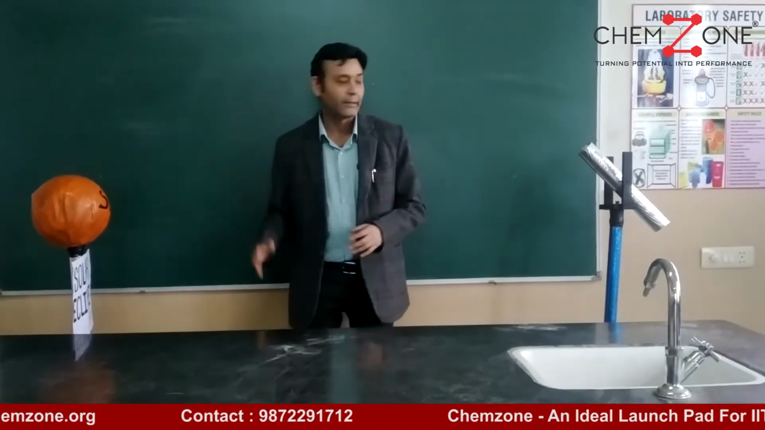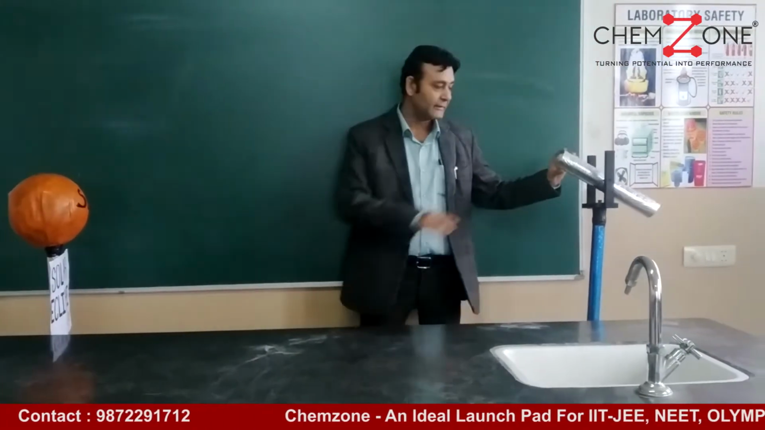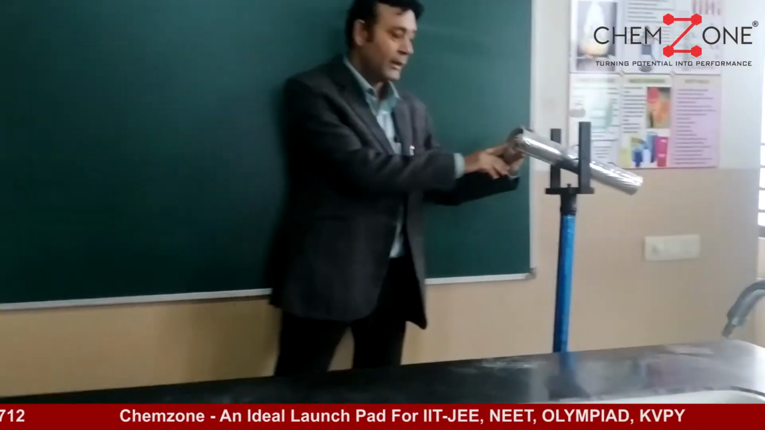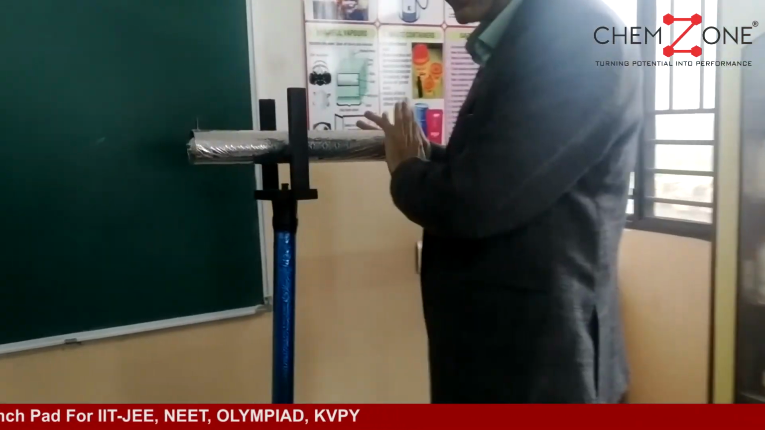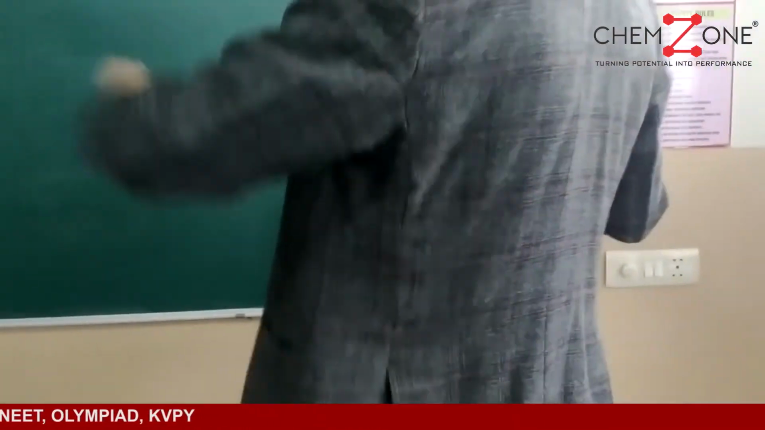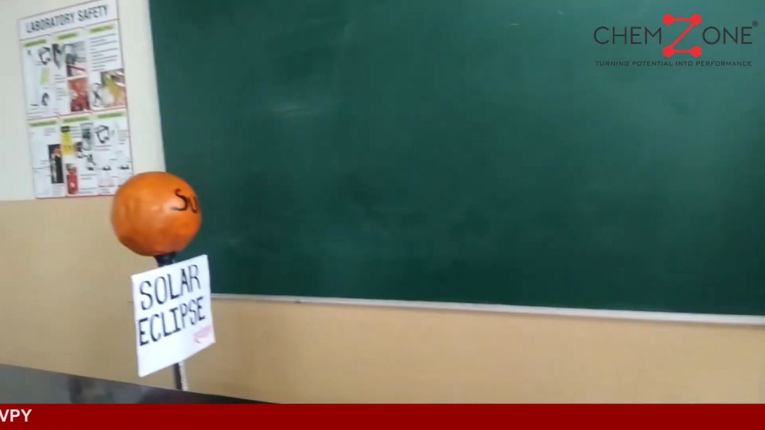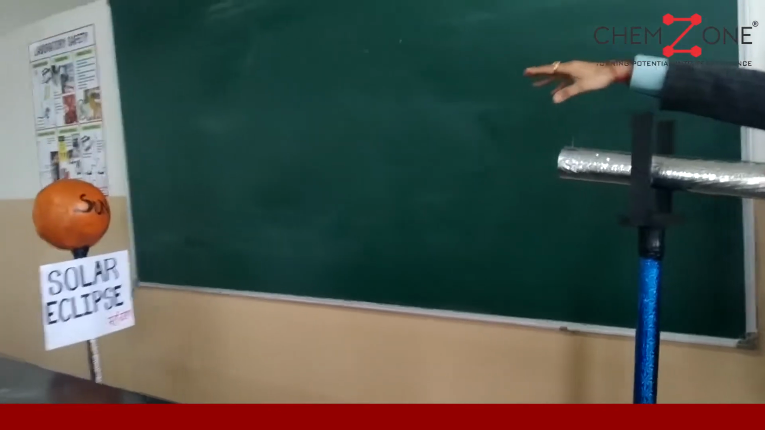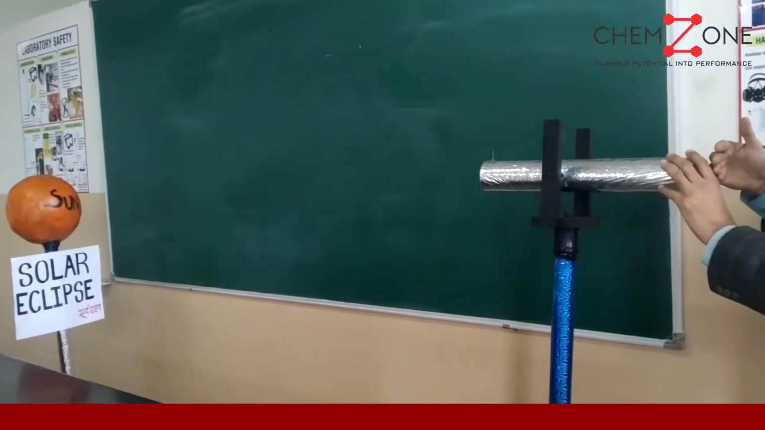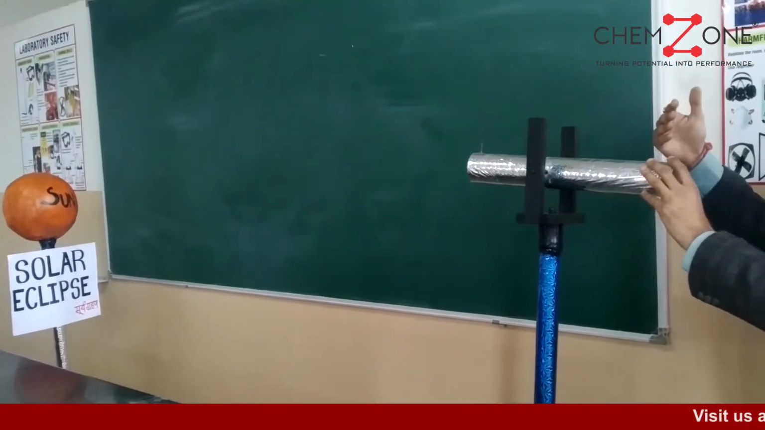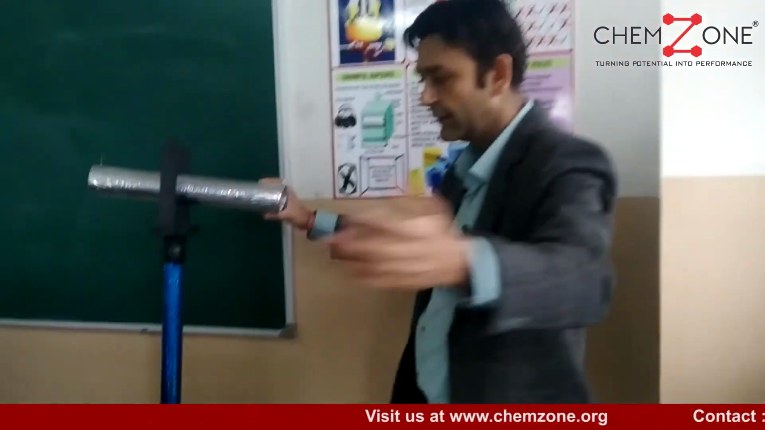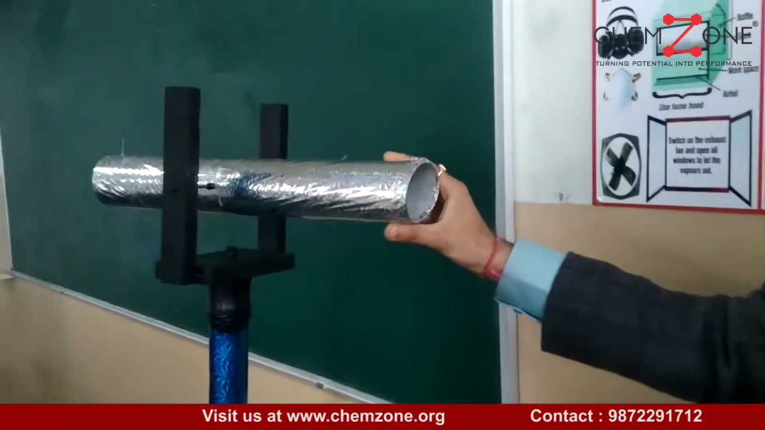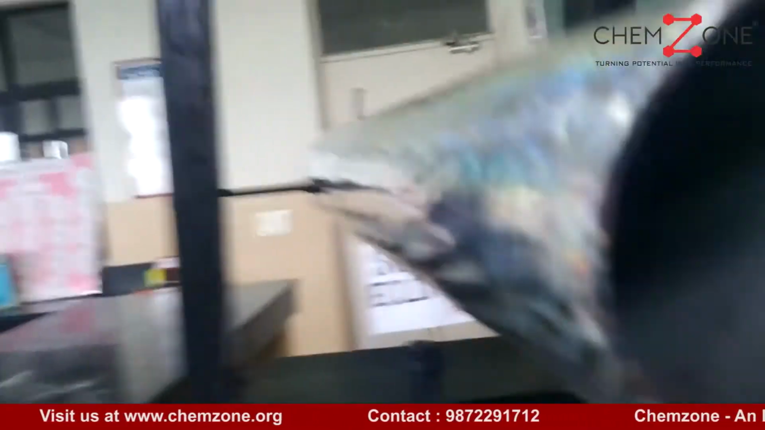Exactly, this is the moon here in this model, and here is the earth from where we are going to see the sun. So that's my sun, and this is the moon, and now I'm looking from the earth. So the moon comes in between the earth and the sun, and you can see I'm looking from the earth, and I'm looking at the sun.